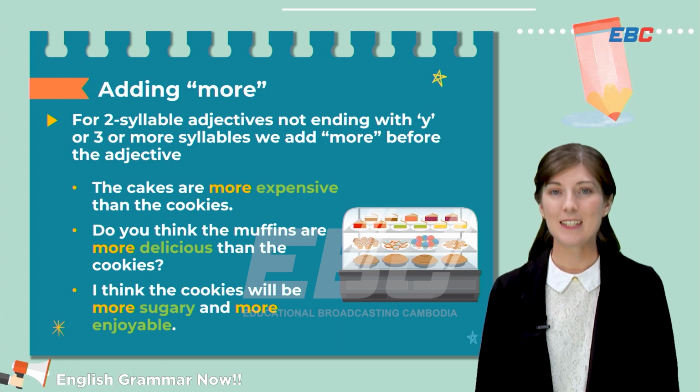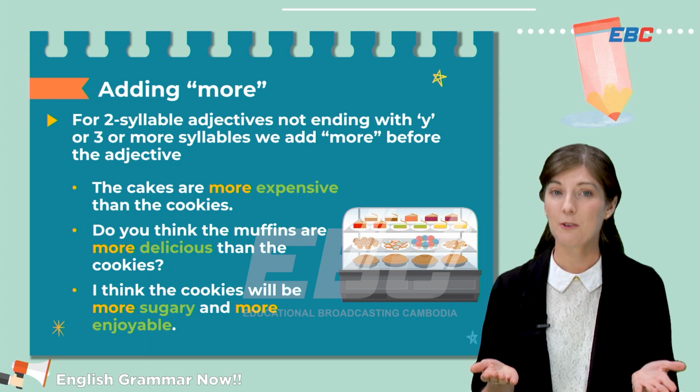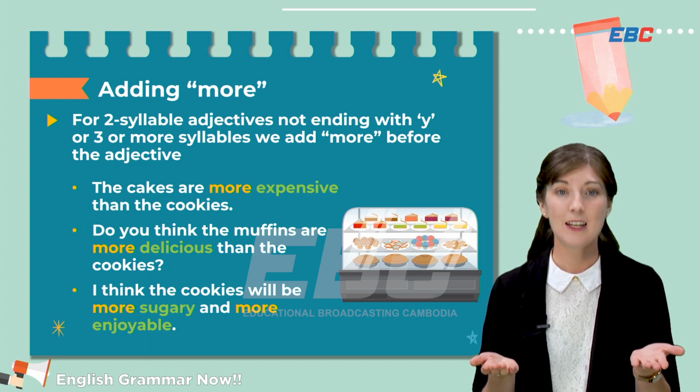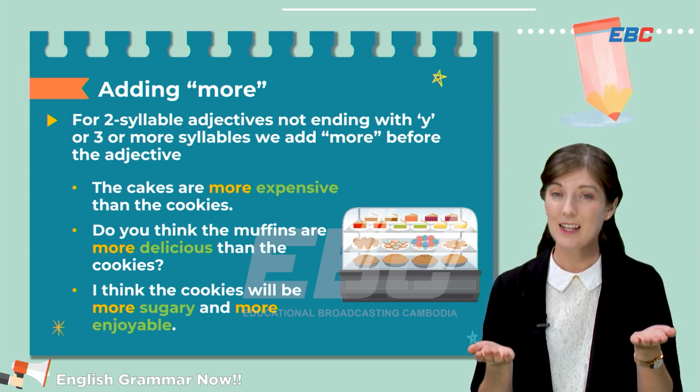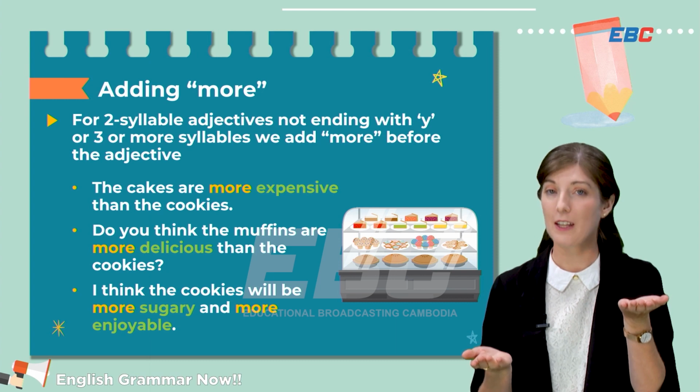You can see in these sentences how we're comparing the two different things. In the first sentence, cakes and cookies. The cakes are more expensive than the cookies are.